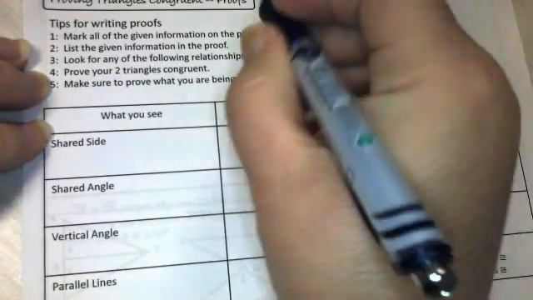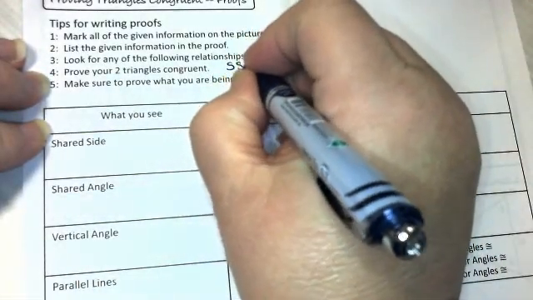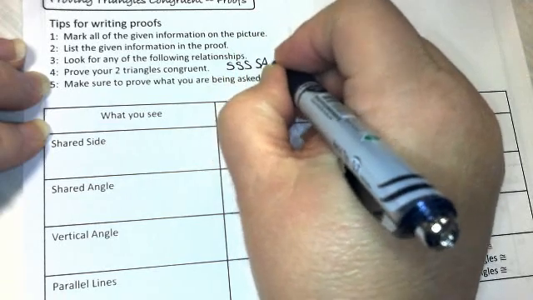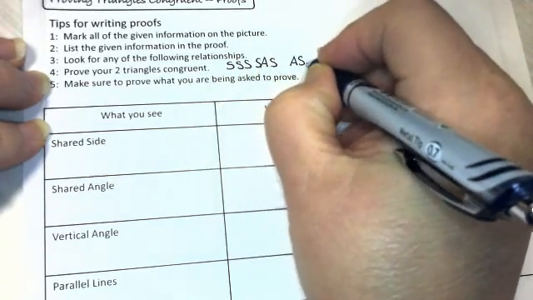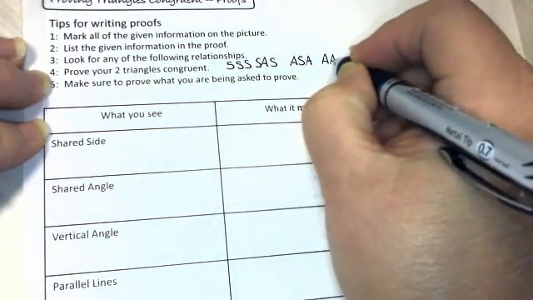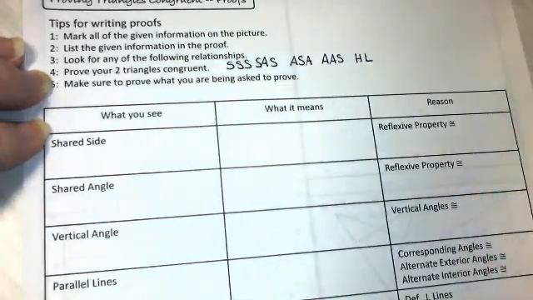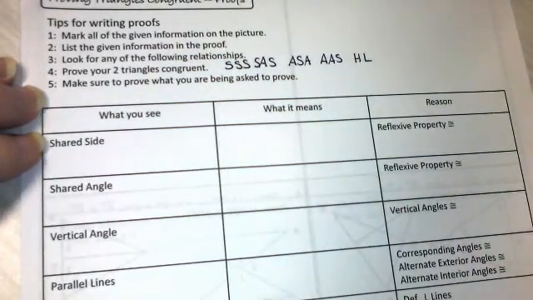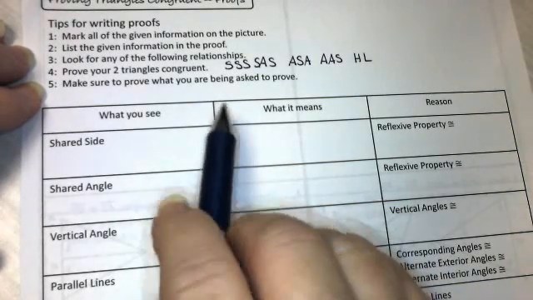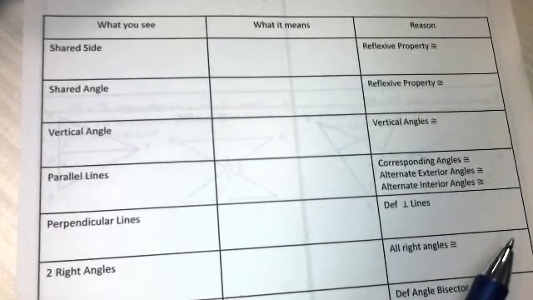Prove your triangles congruent. And remember, we have SSS, SAS, ASA, AAS, and HL. And we'll show you how to do this. Make sure to prove what you're being asked to prove. So just for today, you're proving triangles are congruent. You're not proving anything past that. But let's look at this little sheet just as a reminder.